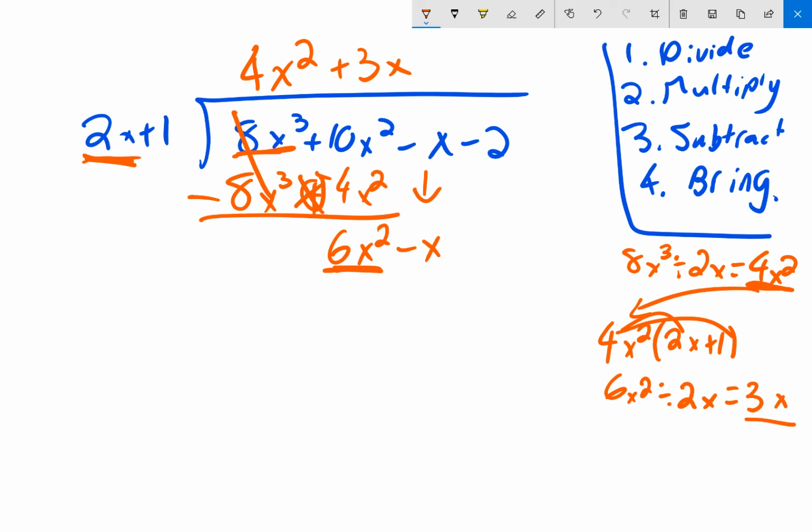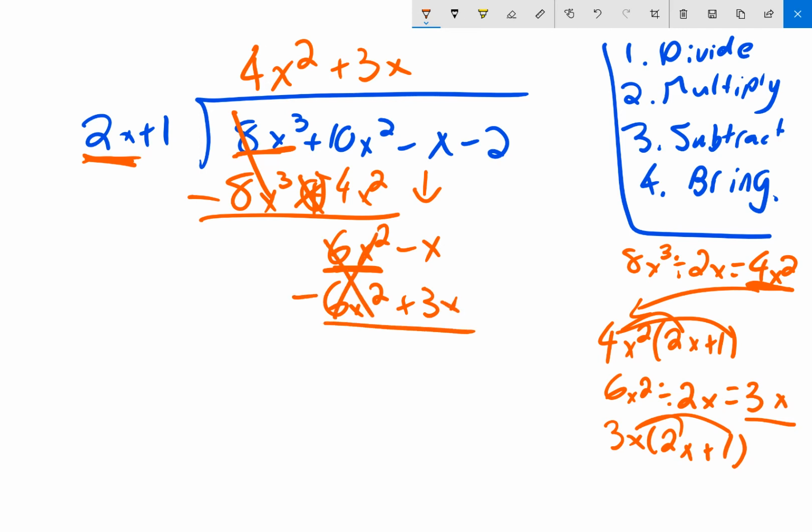So step 2 is multiply. Take the result we just got, the 3x, and multiply it with 2x plus 1. 3x times 2x is going to be 6x squared. And then 3x times 1 is just 3x. So when I subtract, the first terms are always going to cancel. And remember, that's a plus sign, but I'm going to change it to minus. Negative x minus 3x makes negative 4x. And then I bring down my negative 2.